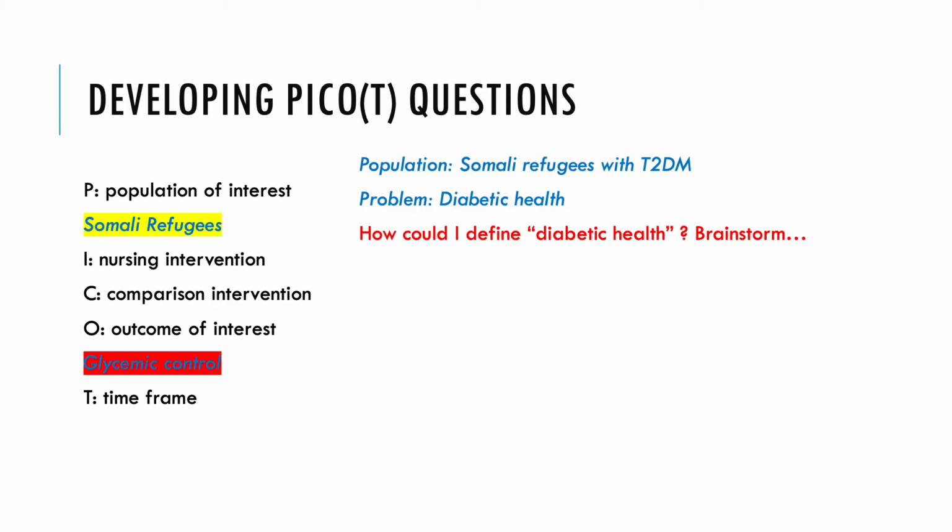So in this specific example, it looks like I was really passionate about my population and the fact that they had trouble managing their diabetes. So I want to know that in some way, shape, or form, I want to help them better manage their diabetes.